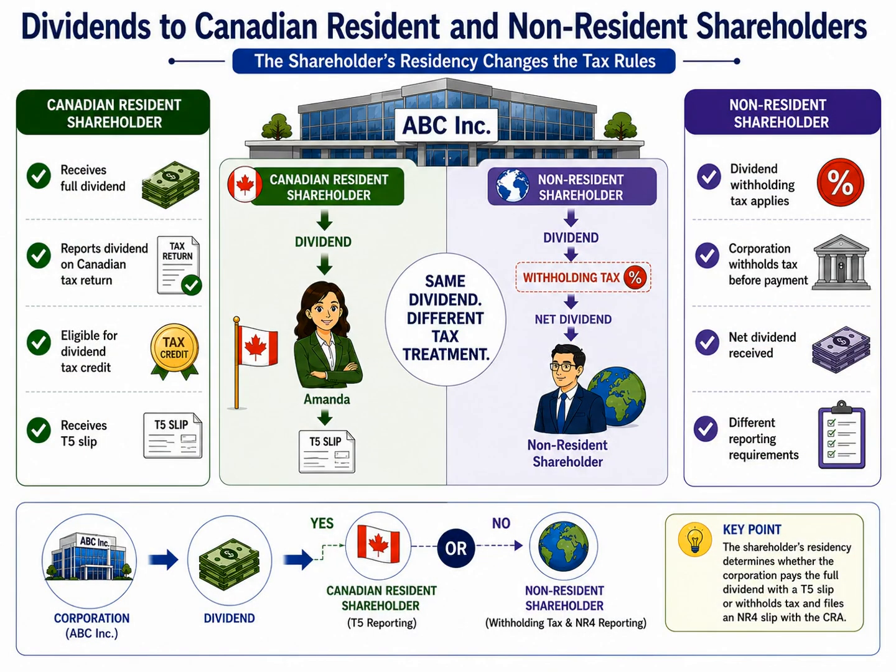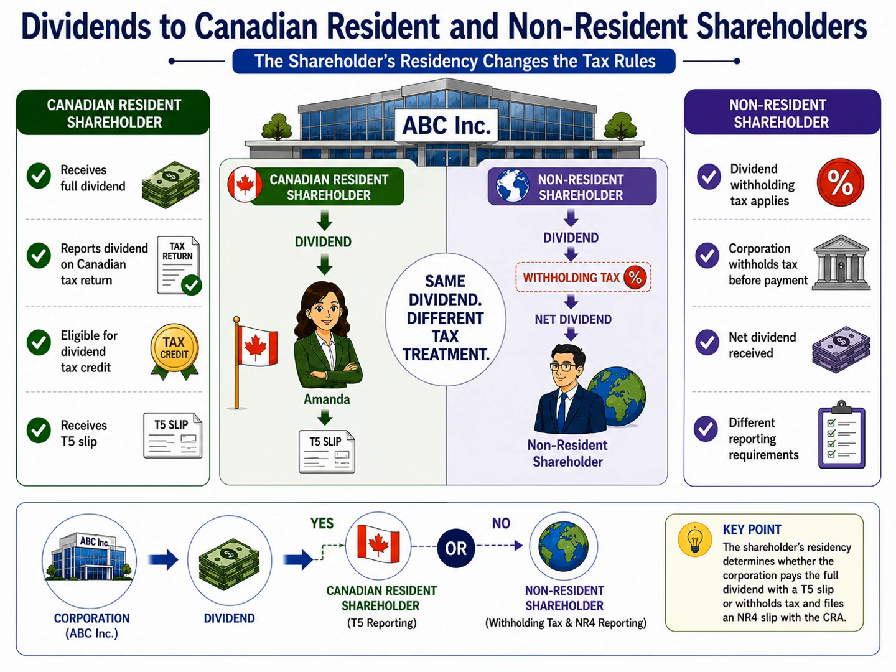When a Canadian corporation pays dividends, one of the first questions it must ask is where the shareholder lives. The shareholder's residency is extremely important because it determines how the dividend is taxed, what reporting forms are required, and whether the corporation must withhold tax before making the payment. Let's first look at a Canadian resident shareholder.